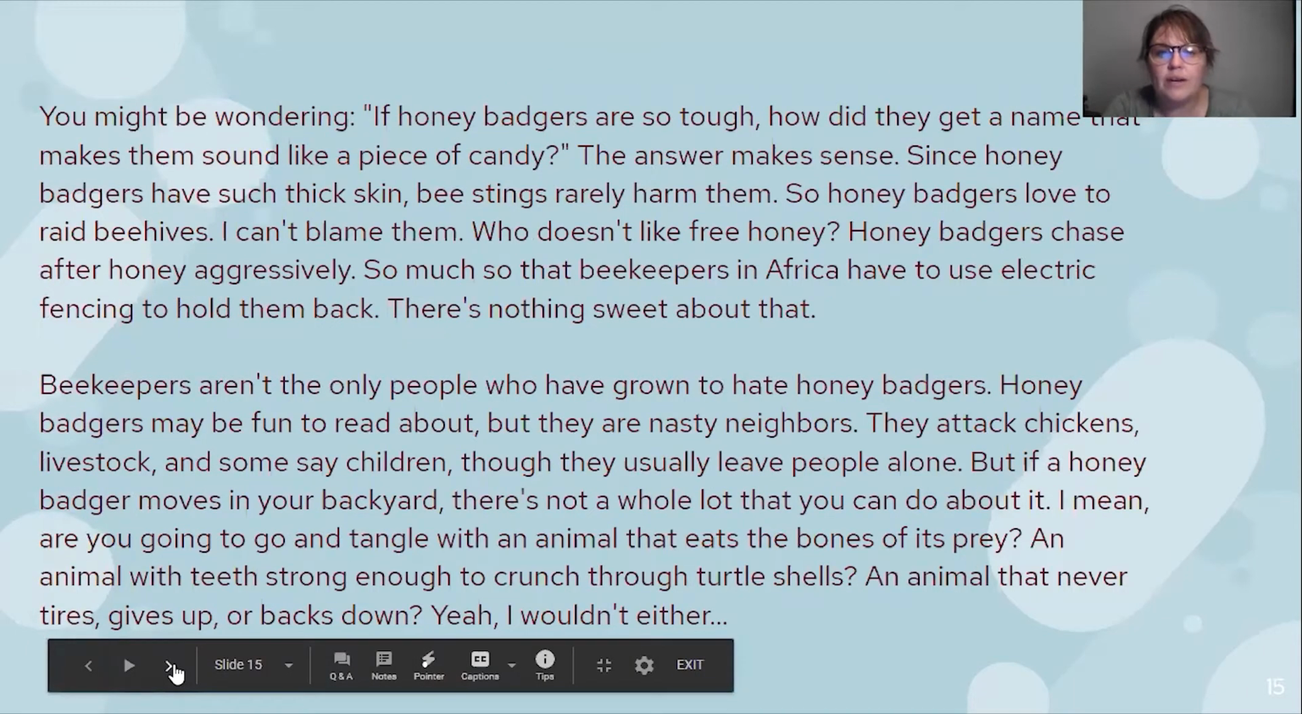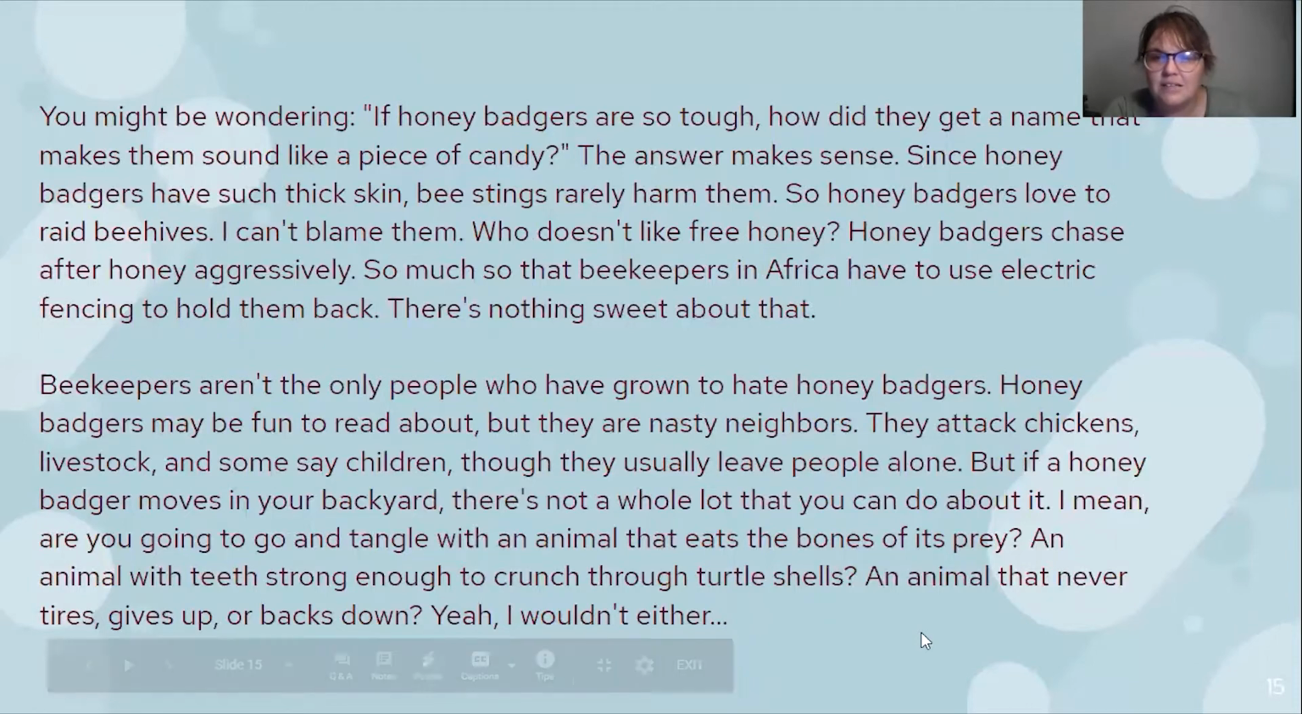You might be wondering, if honey badgers are so tough, how did they get a name that makes them sound like a piece of candy? The answer makes sense. Since honey badgers have such thick skin, bee stings rarely harm them. So honey badgers love to raid beehives. I can't blame them. Who doesn't like free honey?